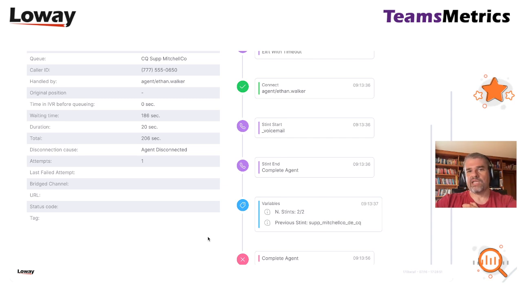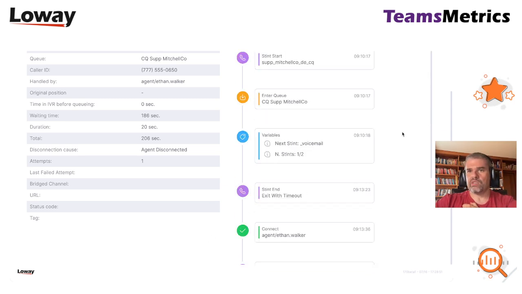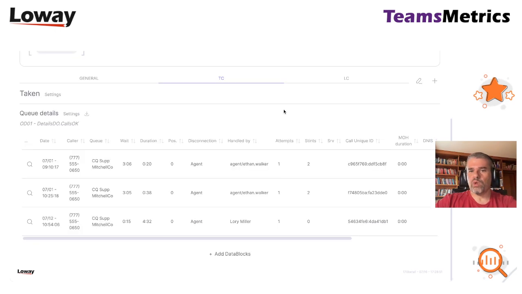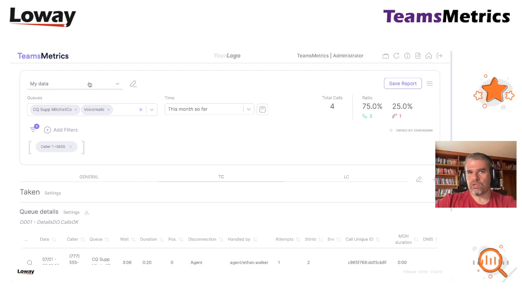In this case, the call has only two stints, so the first one has a next stint and the second one has a previous stint, but if it had a 3, 4, 5, whatnot, you would see them all, and a stint could have both previous and next information if it's, let's say, in the middle. This way, you can have a complete picture of what happened in a very few seconds.